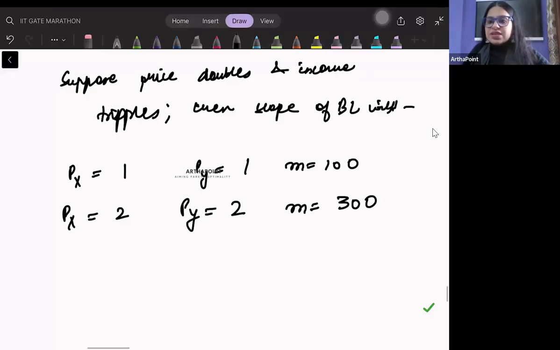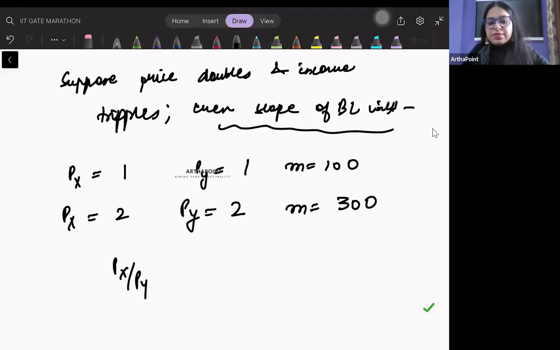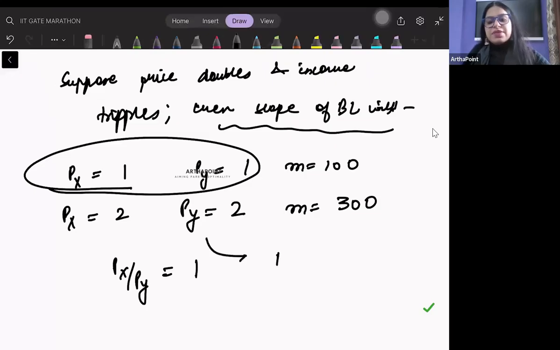And I can simply see that the slope of the budget line is px by py. So px by py is 1 in the first case, and px by py is also 1 in the second case. So the slope is unaffected here. So you will say that the slope of budget line is unchanged.